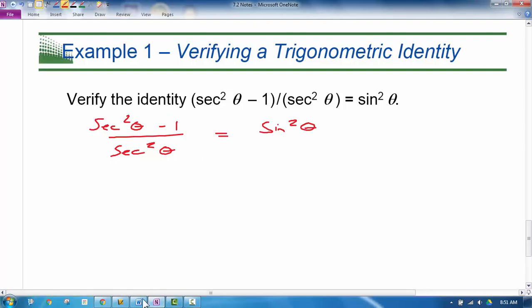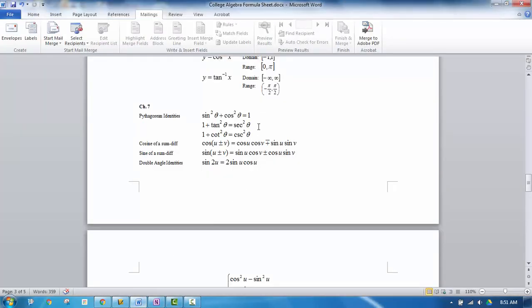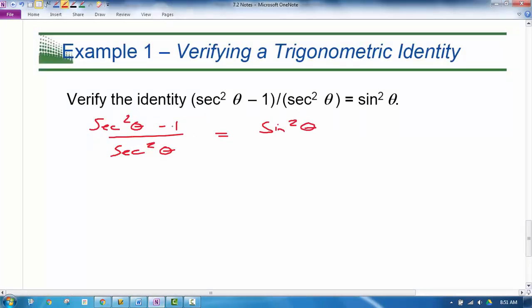Now on your formula sheet, you're going to notice under Chapter 7, it actually might be under Chapter 6 depending on how updated it is, you'll see these trig identities that we used in 7.1. And one of them has a relationship with secant here. If we were to subtract 1, we'd have secant squared minus 1 equals tangent squared. So secant squared minus 1 is really tangent squared right here. So I can write this as tangent squared of theta over secant squared of theta.